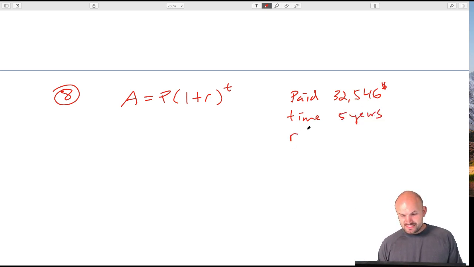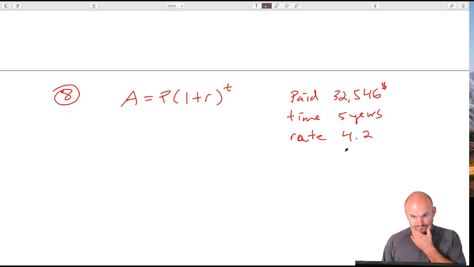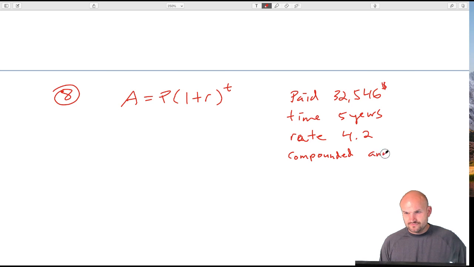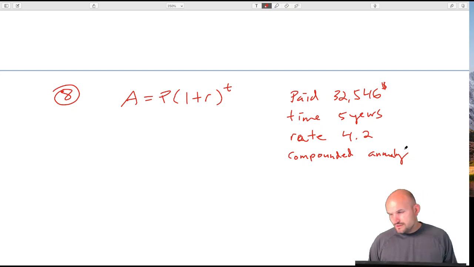She had an interest rate. So we had an interest rate of 4.2, and that was compounded. Was it quarterly? Oh, no, per annum. So that's annual. So compounded annually.